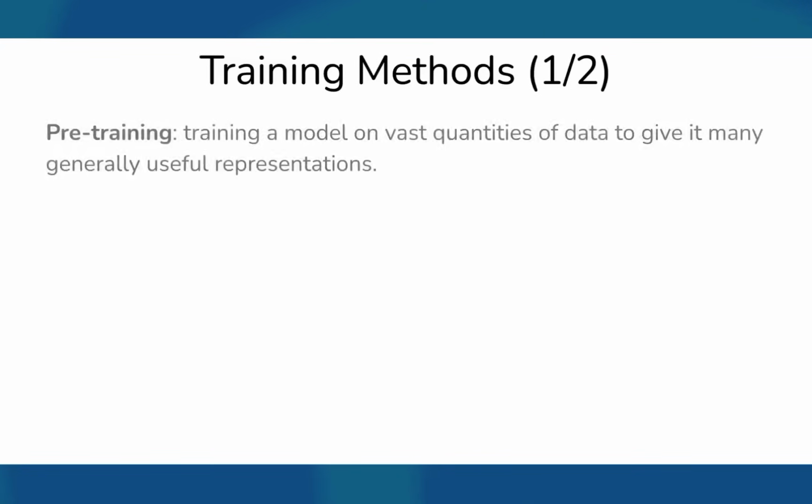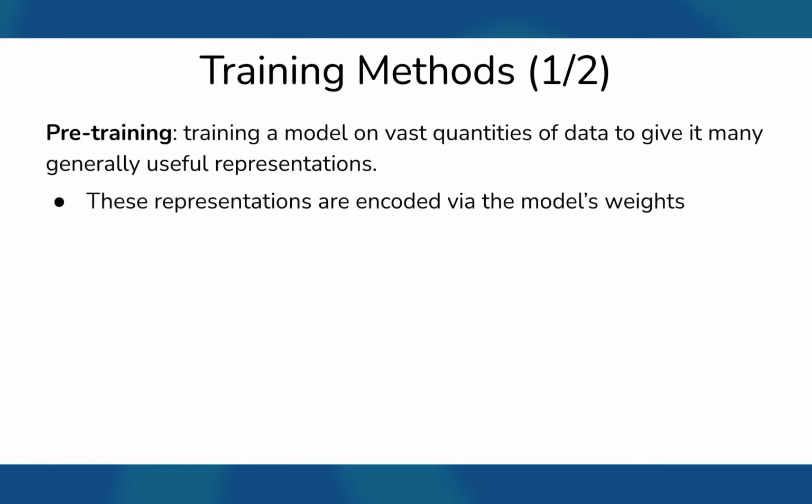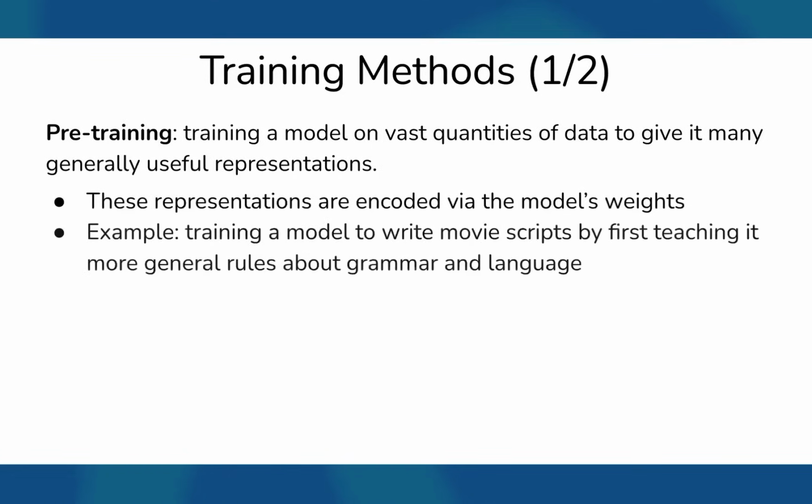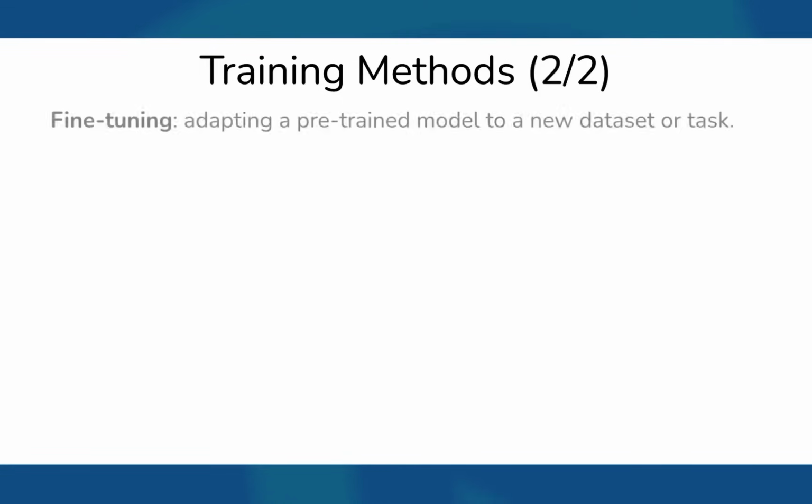There are some different types of training methods, and the details here are more worth remembering. There's this concept called pre-training. This is where we train a model on vast quantities of data to give it many generally useful representations. And these representations are encoded or stored in the model's weights. So if we train a model to write a movie script, it would make sense to pre-train it so that it just learns how to speak in the first place. So having it do basic language modeling is fairly useful if you want to write a movie script.